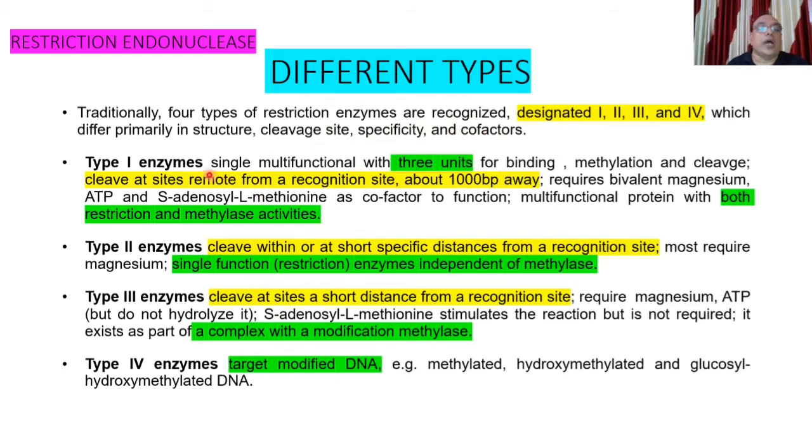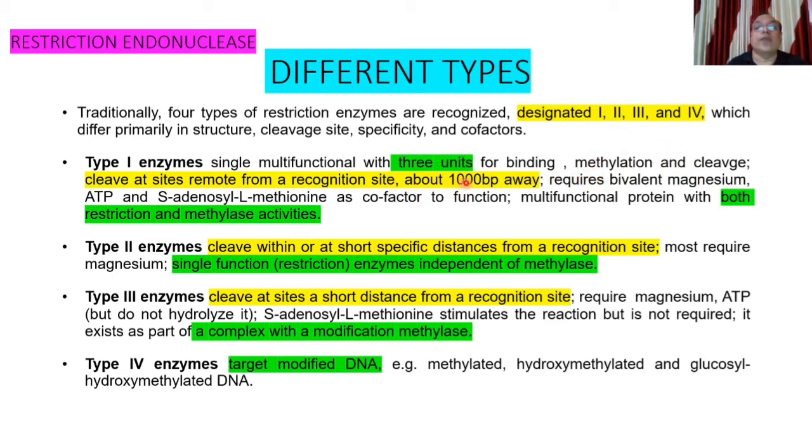So type 1 enzyme. Type 1 enzyme has 3 units, and it carries out both cleavage, that is, it cleaves the DNA, as well as methylation also. We shall see why and how methylation is carried out. So it will cleave the DNA and it will also cause methylation of the DNA.